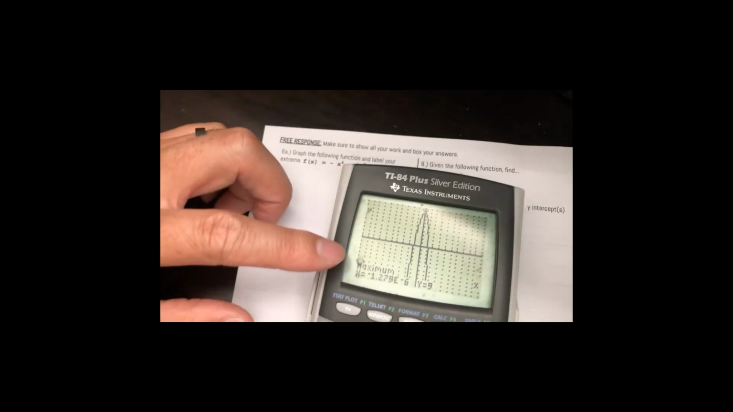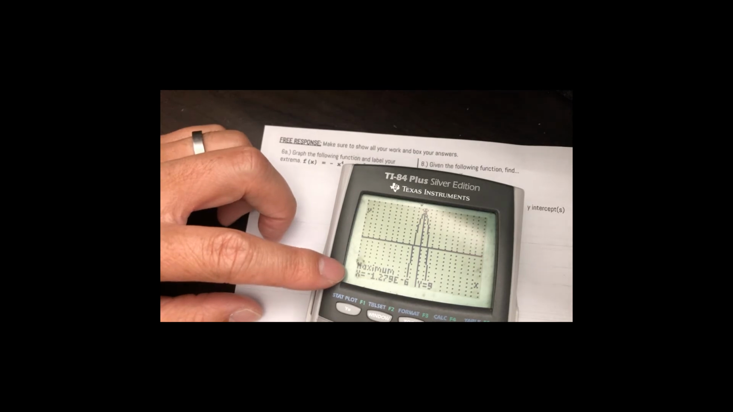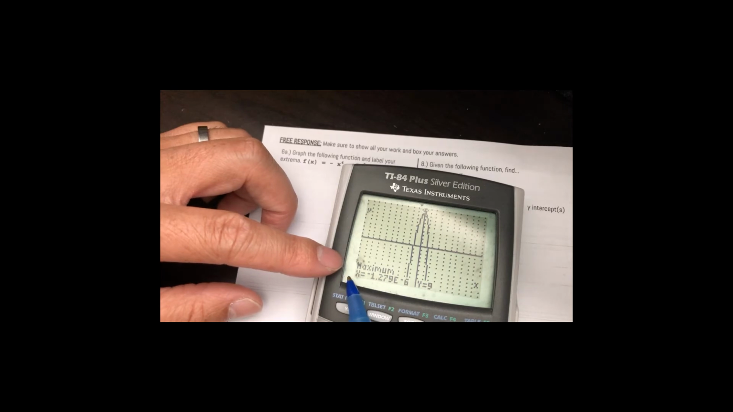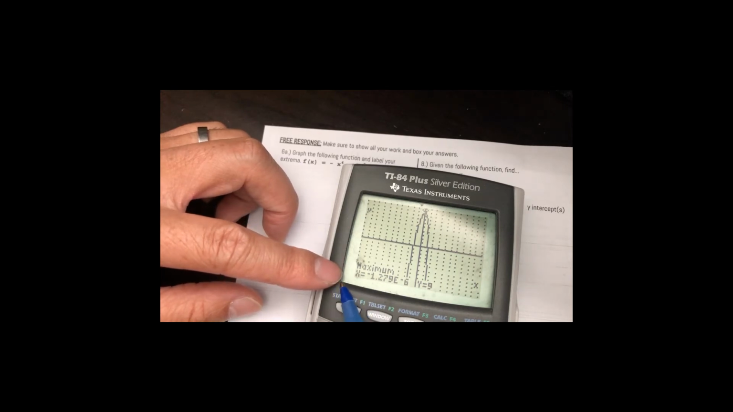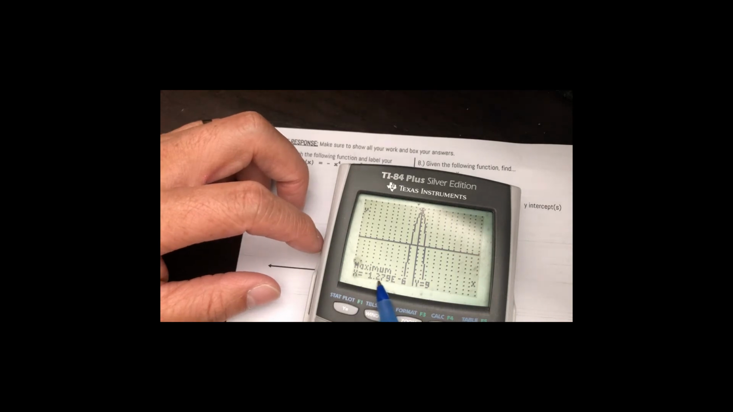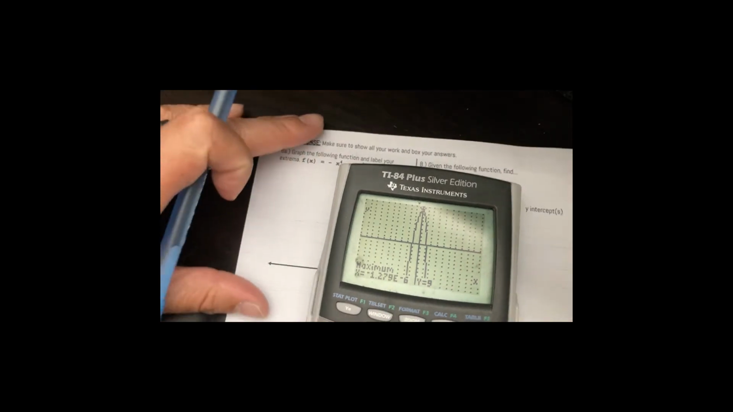And you have to pay attention. This is essentially 0. This is scientific notation, and this is saying move the decimal place to the left 6 times. What you'll get is a super small number that's essentially 0. So be careful how you read your calculator. Let's do a quick sketch.